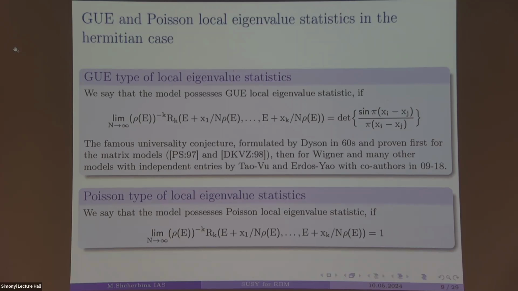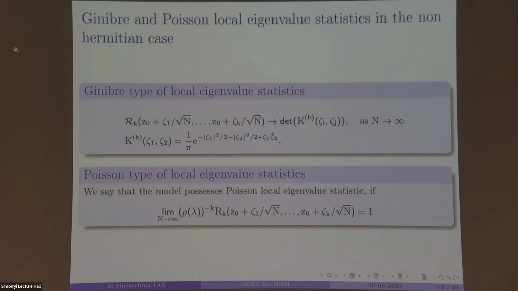And what does Poisson statistics mean? Poisson statistics just means that your correlation function factorizes in the limit. If you factorize r_k into r_1, then you obtain rho, and after division by rho, you obtain just this one. So this is the definition of Poisson type statistics.